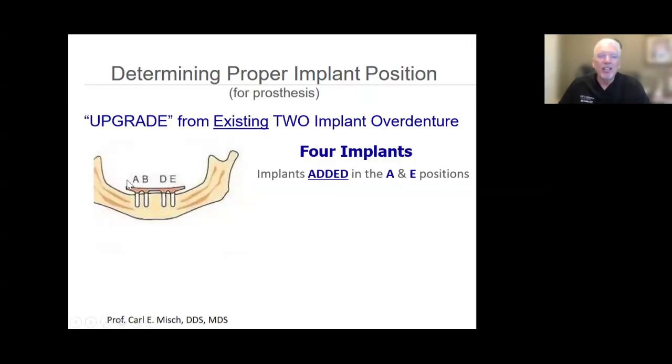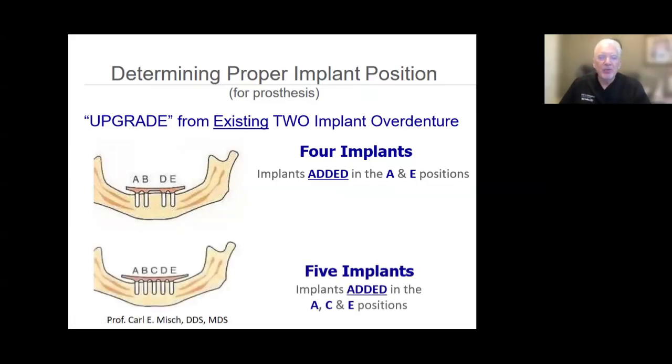If you're doing a bar overdenture, you leave room for a clip right here in the anterior. But if you're going to go with 5 implants, once again, by positioning those implants in the B and D position, it allows you to upgrade and utilize those implants.